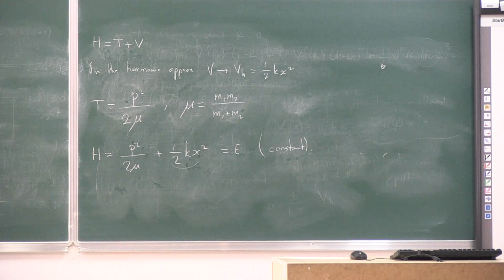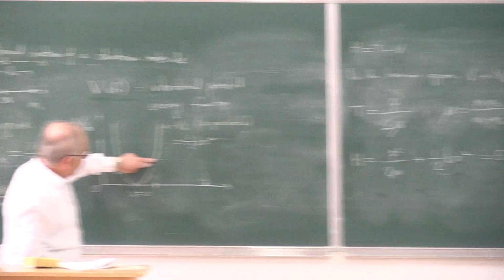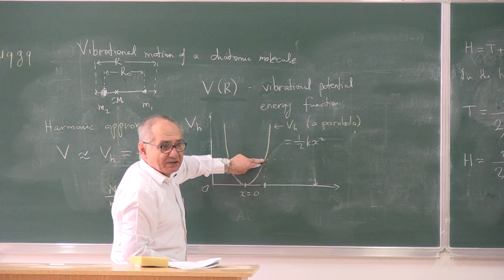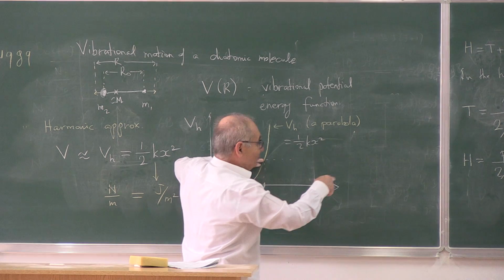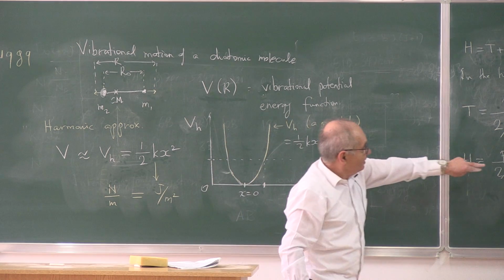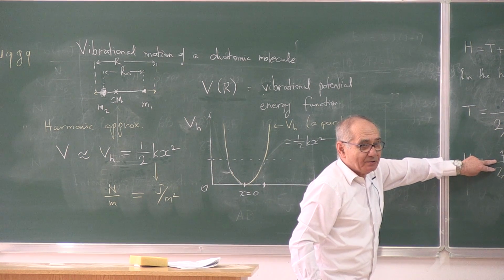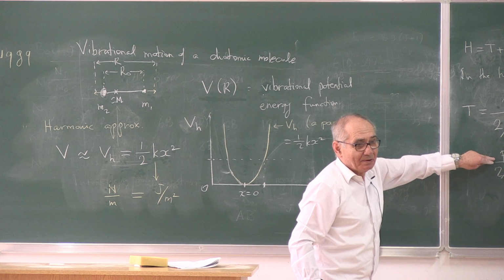Now, that x is this x. At this x value, the potential energy is equal to the total energy. And for this to be true, the kinetic energy must be 0, which means P must be 0.